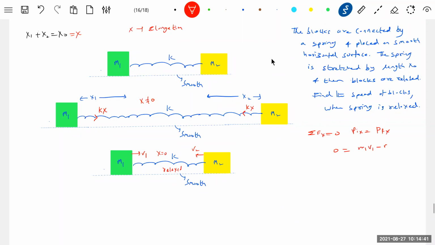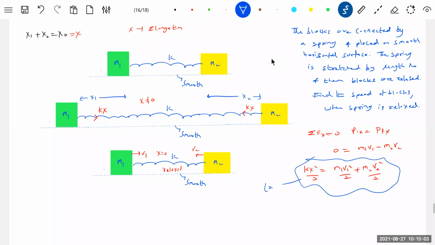So m1 v1 minus m2 v2. Then kx naught square, or kx square, should be equal to m1 v1 square. So mechanical energy is conserved. What I am writing is conservation of mechanical energy. In the previous problem you didn't apply it, now you are applying it. Because what is this spring force? Conservative force, no? Yes, we are able to apply.